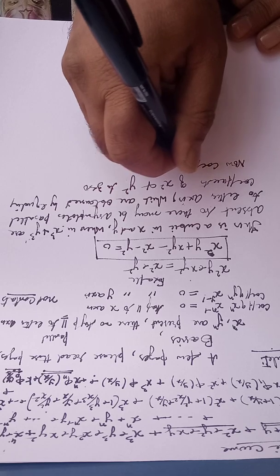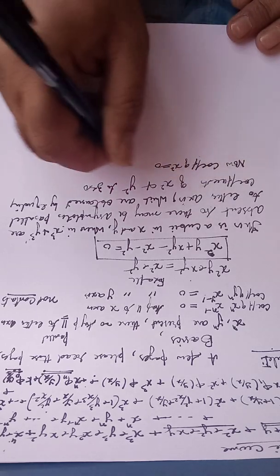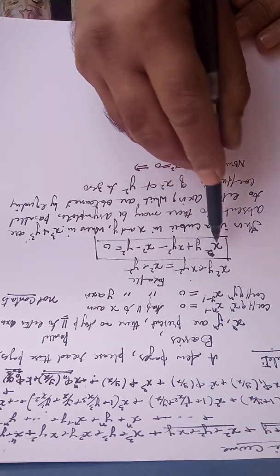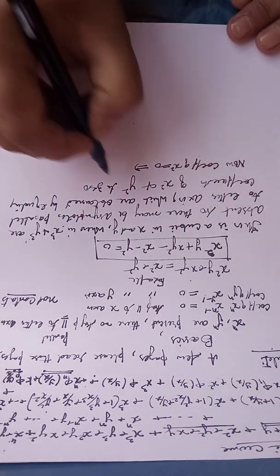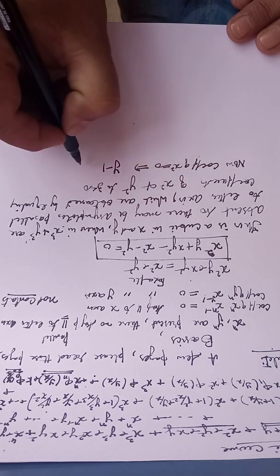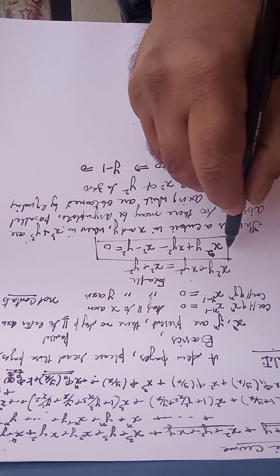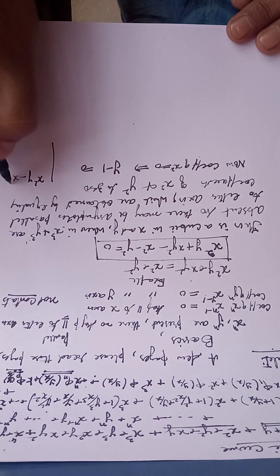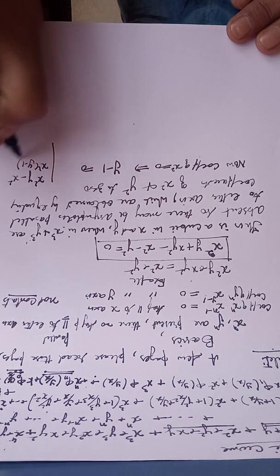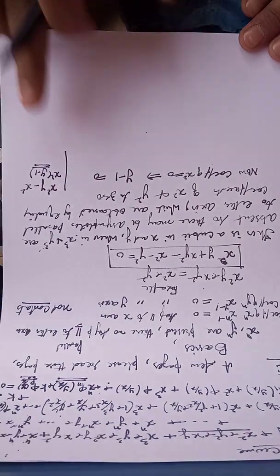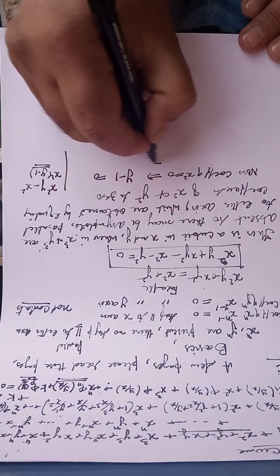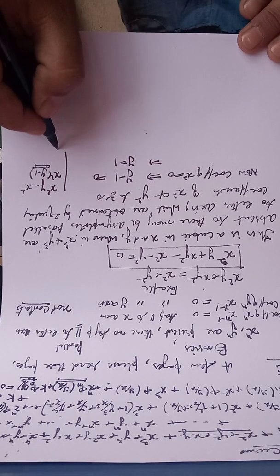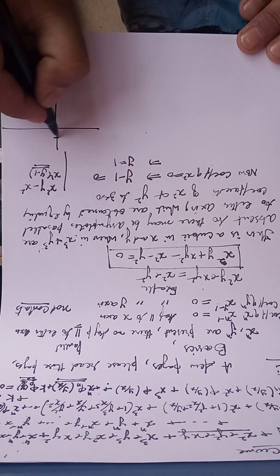Coefficient of x square equals 0 means, see, x square y and x square. What is the coefficient? It is y minus 1. See here, this is x square y minus x square, so x square times y minus 1. So this is the coefficient, y minus 1. So this means y equal to 1.